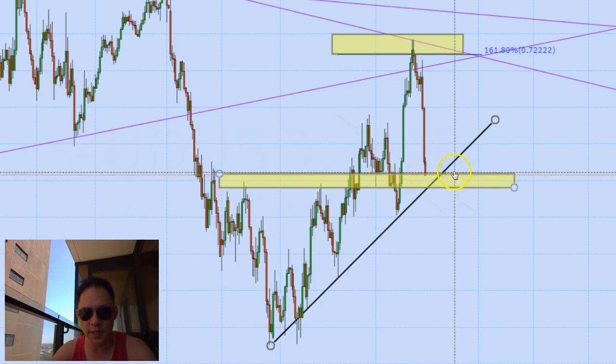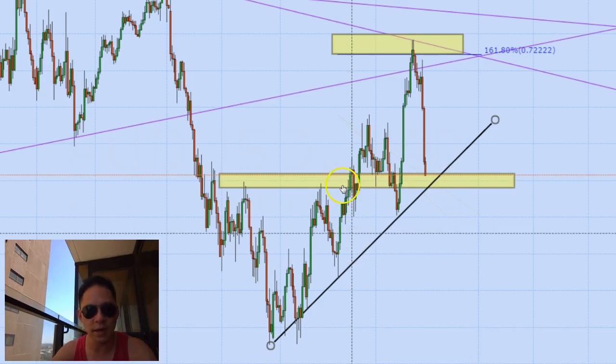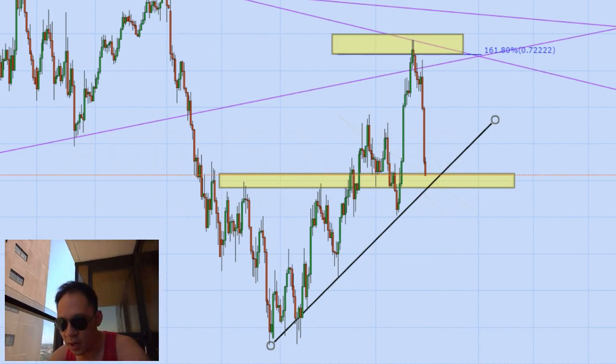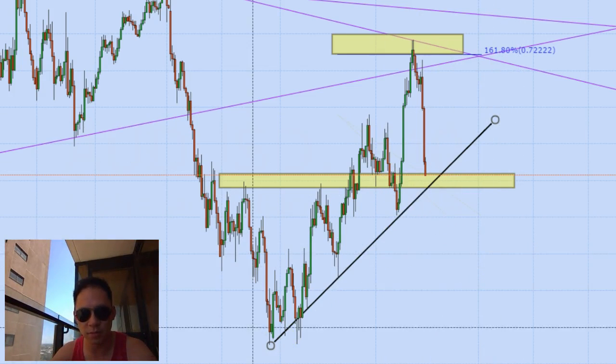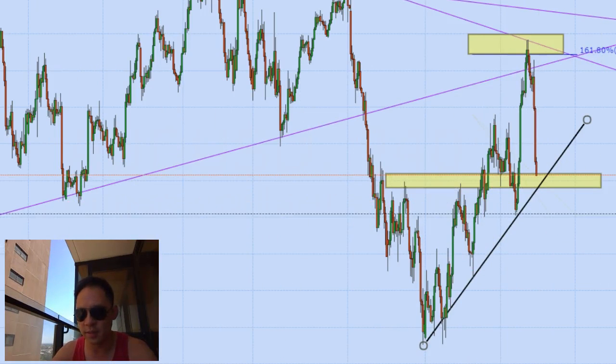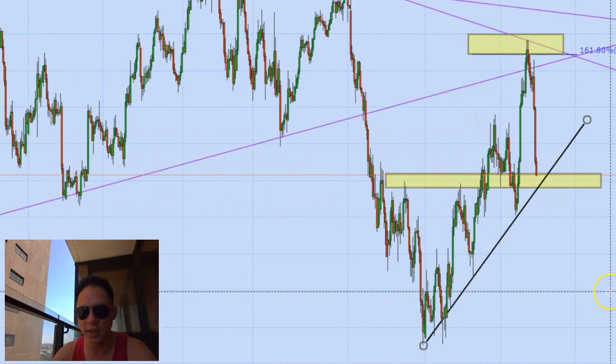So that's it for the Aussie USD. But if we do go down further, we are very likely to go to the next leg down, which will basically put us into the mid to high 60s zone. So something to keep an eye on there.